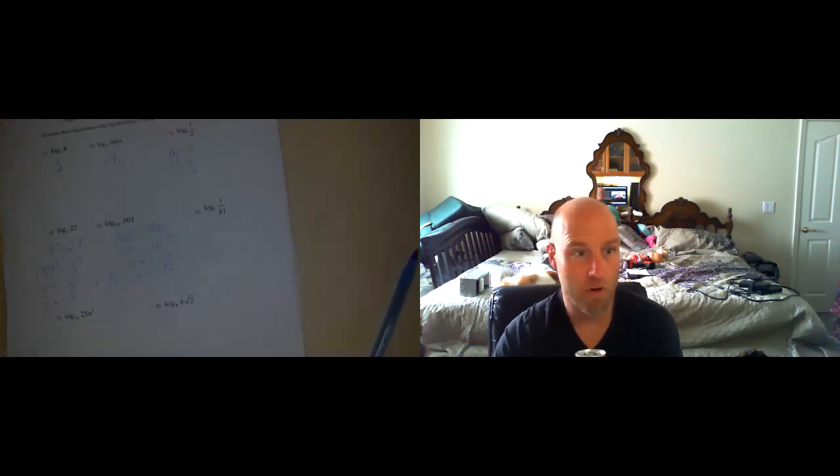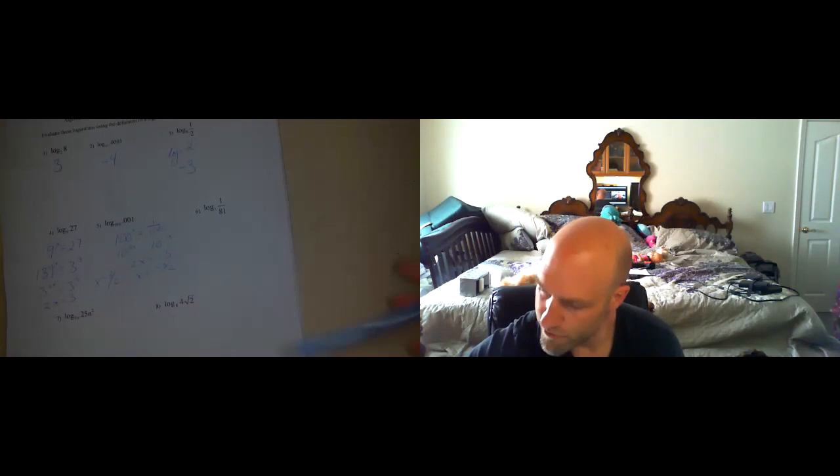Similarly, 3 to what power equals 1 over 81? Well, 3 to the 4th equals positive 81, so 3 to the negative 4th should equal 1/81st.